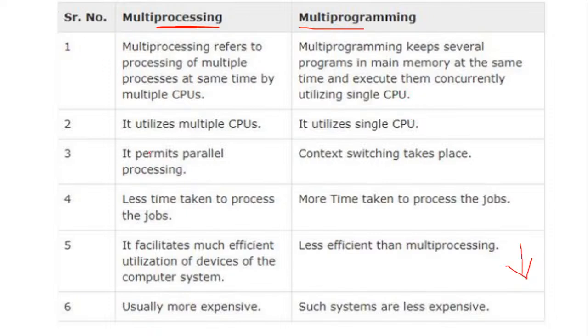But here, all the parallel processes are happening at the same time. So here you can see the efficiency is more. Less time is taken here. In multiprogramming, more time is taken. Now here you are making use of multiple CPUs, so obviously multiprocessing will be very expensive, whereas multiprogramming will be less expensive.